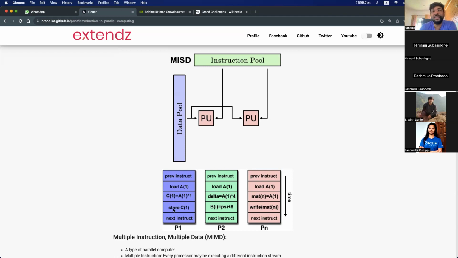So the next instruction you can see, for P1 it is store, for P2 it is BI, PSI plus 8, and for PN it is going to be different. Okay, so the instruction keeps changing, but the data input stream is going to be the same. Okay, so you guys can see the complexity of handling such a thing. So multiple instructions are there, each and everything is basically doing its own type of thing, but the data stays the same. Okay, so these kinds of things are really extinct, or they are not in use for practical usage.